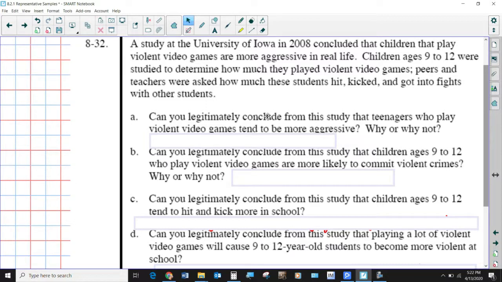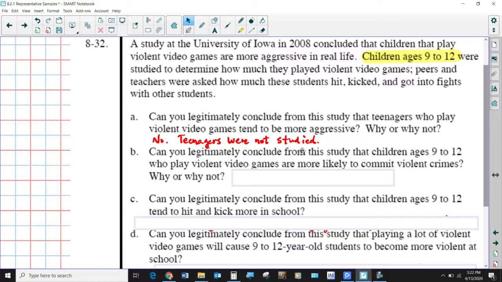So can you legitimately conclude from the study that teenagers who play violent video games tend to be more aggressive? Is this study about teenagers or is it about children? I would say no. They did not study teenagers. They only studied children. So no, if you're drawing conclusions about teenagers from this study, the scientists are going to rip it apart because you didn't study teenagers.